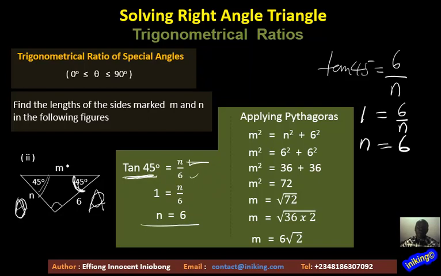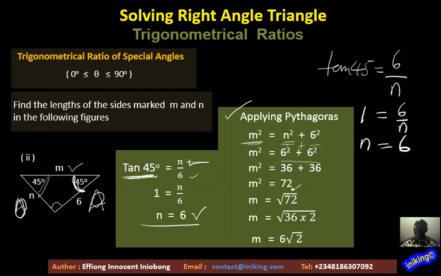Now in solving for M, instead of applying again using the trig ratio, we decide here to apply Pythagoras theorem. There are so many ways to kill a rat. M squared is equal to N squared plus 6 squared. Why? M is the hypotenuse. And then the rule says the hypotenuse square is equal to the sum of the squares of the other two sides. Since we have obtained N as 6, we can just fit that in.